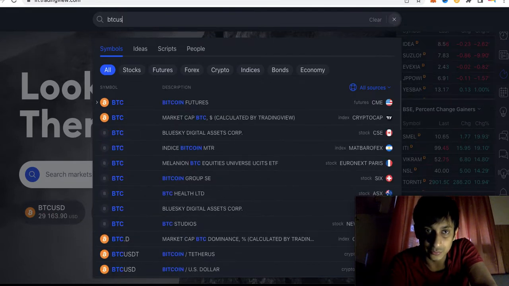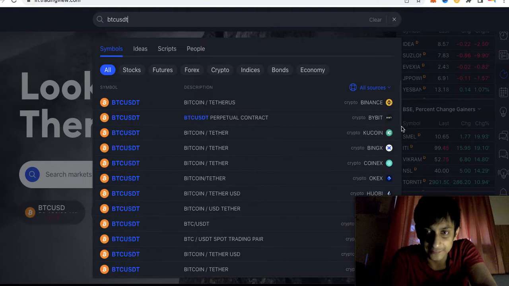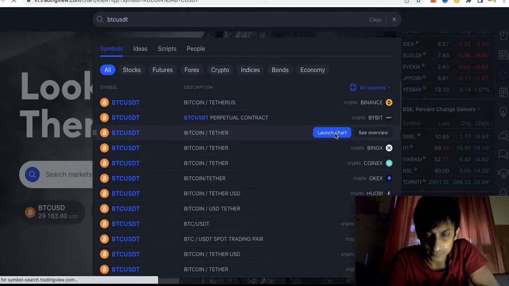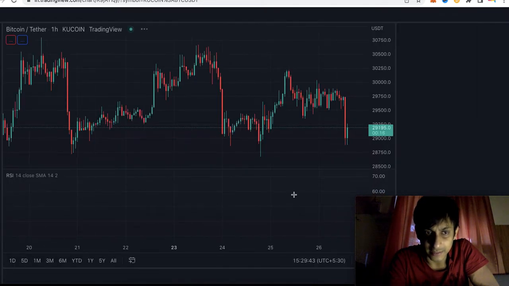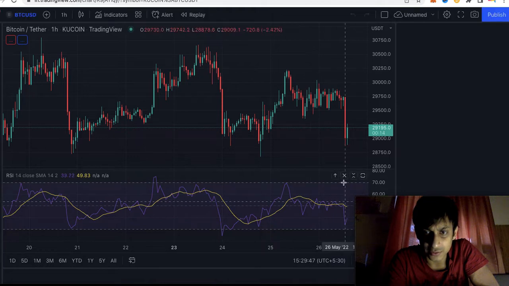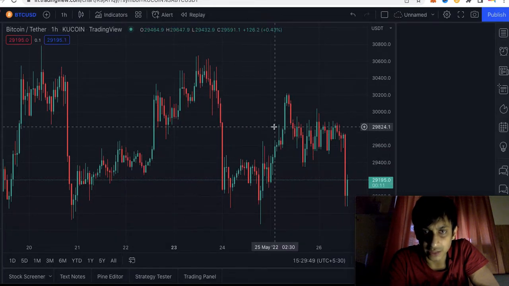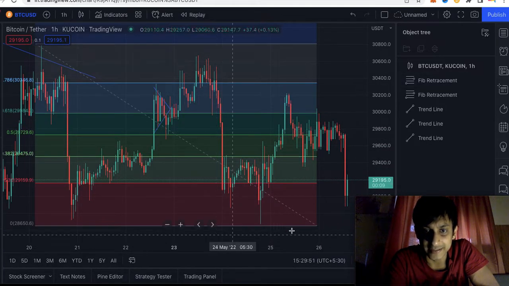So I'm just going to search for BTC USDT. Okay, we'll open this KuCoin one and launch the respective chart. By default, the RSI is closed. This is how your chart will open. This is on the hourly basis.